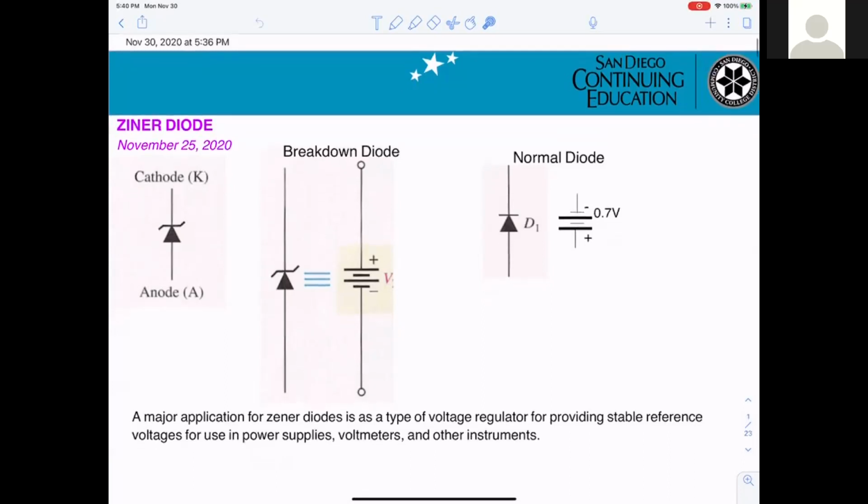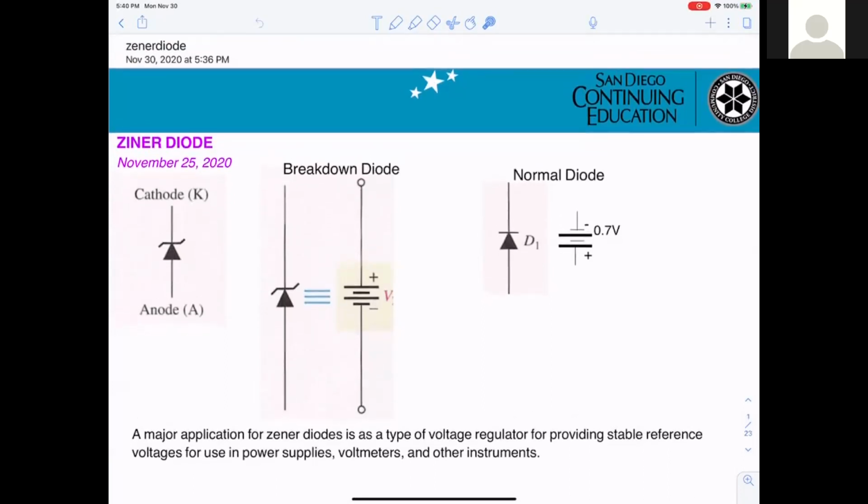Mr. Pham, when does this breakdown diode act like a battery with the positive and the negative at the bottom? What is the voltage on that for a Zener? Is this still 0.7? We don't know. If you go to buy a Zener, they will ask you what Zener voltage you want. Then you can say 5 volt, 10 volt, any voltage. Okay, all right. Thank you.